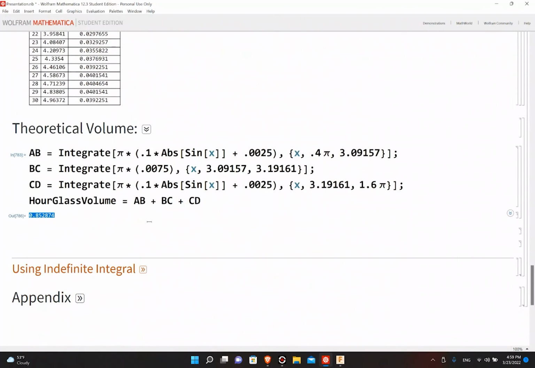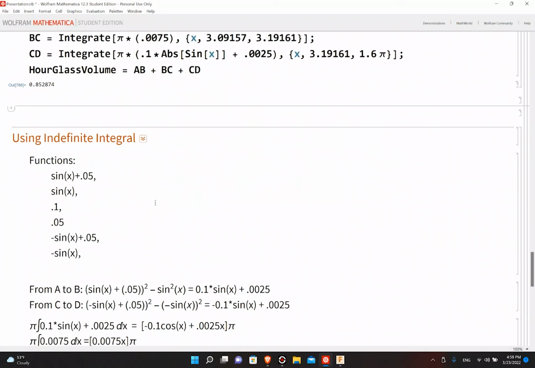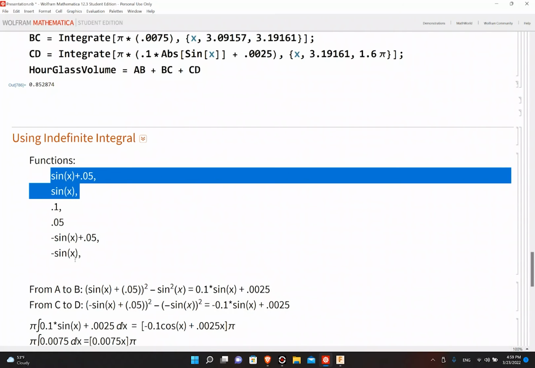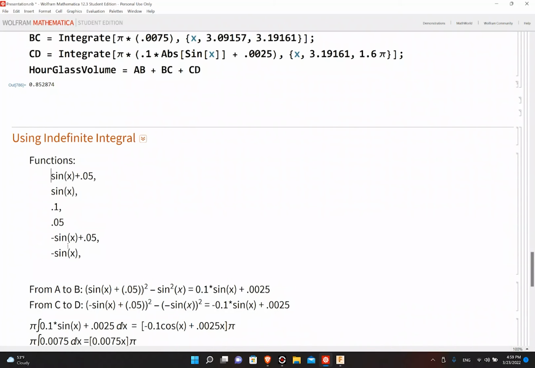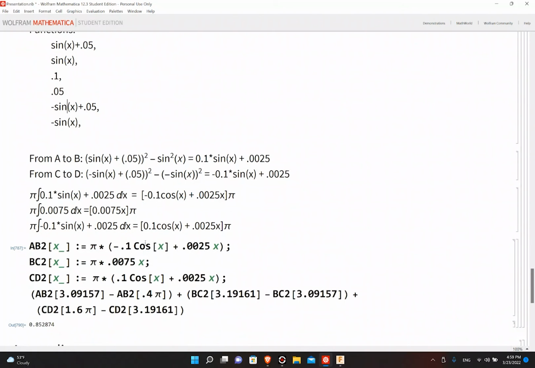0.85162 value. But we can actually calculate this indefinite integral and therefore do a proper integration if instead of having an absolute value of sine, we have sine x plus 0.05, squared minus sine squared, and then negative sine x plus 0.05, and negative sine x. And these four basically create the absolute value function because once we get past pi, and we're now from pi to 2 pi, the sine function becomes negative. So taking the negative of the sine makes it a regular sine function. We can calculate those integrations.